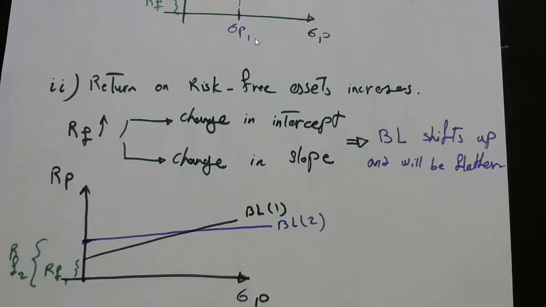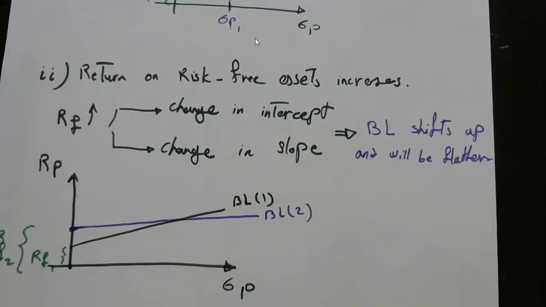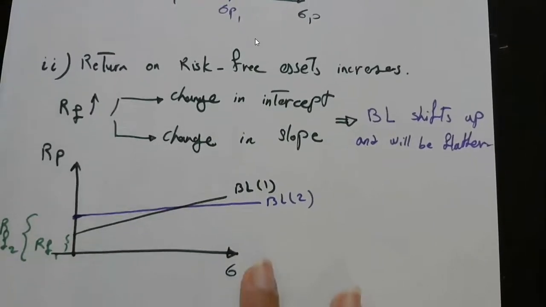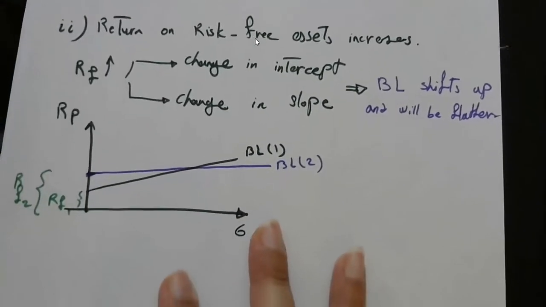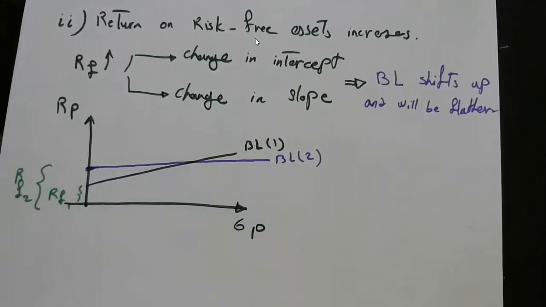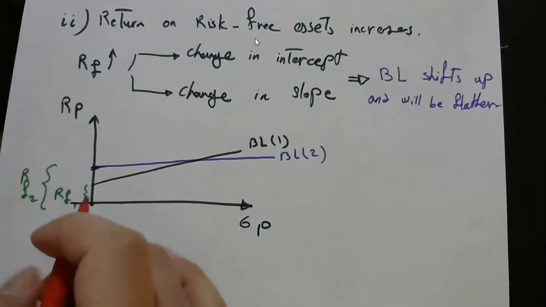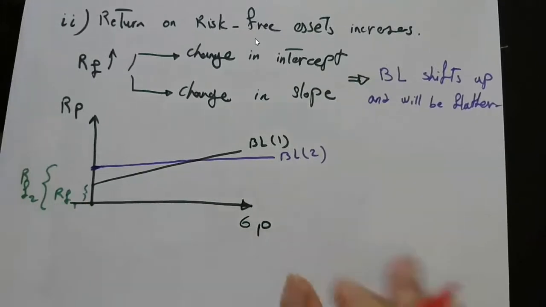Okay, now we want to know what will happen. This is the slope and intercept. So one part of the question is answered. Then we have to answer the second part of the question. The second part of the question is asking whether the portion of the stock in your portfolio will increase or decrease.